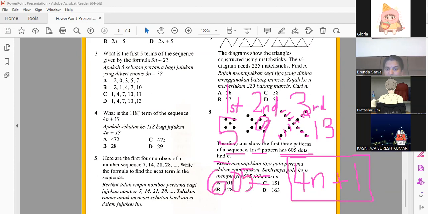Now, all of you, you work out and tell me what's n. Now, this should be easy to do already. Come on. Last question. Hey, 10 o'clock already, huh? Wow. Last question. 4n plus 1 is equal to 605, just like how we did earlier.